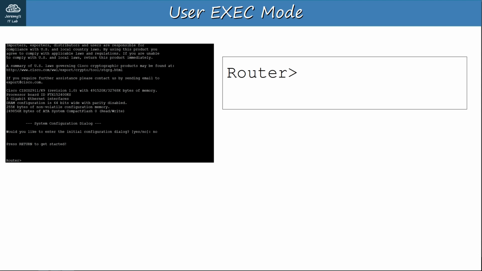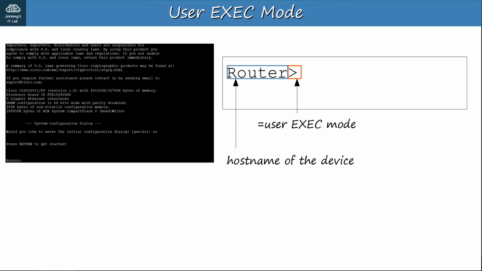When you first enter the CLI, you will by default be in what's called User Exec mode. User Exec mode is indicated by the greater than sign next to the hostname of the device. Note that the default hostname for this device is router. The text displayed here always indicates the hostname of the device. All devices have a hostname, and for a Cisco router, the default name is router.